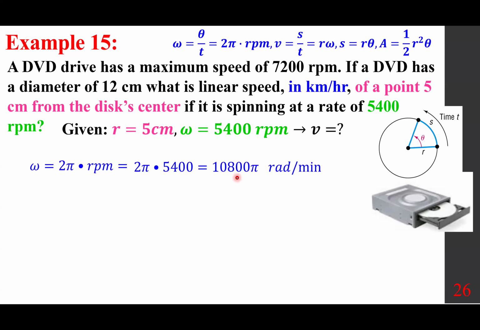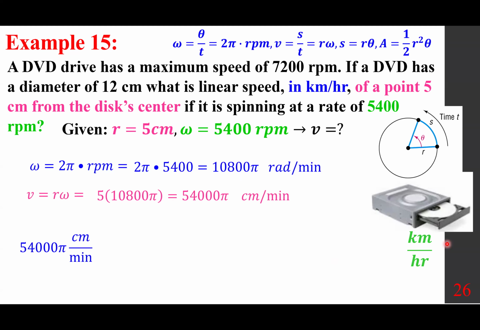Again, this is exact. We keep it exact until the end. V is R omega. So we multiply R, which is 5, by this number, and we get 54,000 pi centimeters per minute. So we are done finding the linear speed. However, we want it in kilometers per hour. So now the next one is elementary algebra. We are going to write the given that we just found. And how do we want it? In kilometers per hour. So let's make the changes.